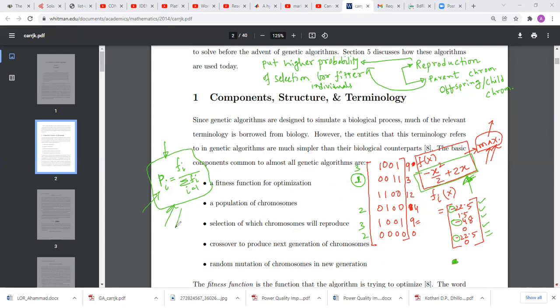So after finding the probability, what we will do is identify how many children we are going to produce at first. Okay. So now tell me how many children you are expecting out of these 6 chromosomes. I mean, in the next generation, how many individuals are you expecting to be present here?